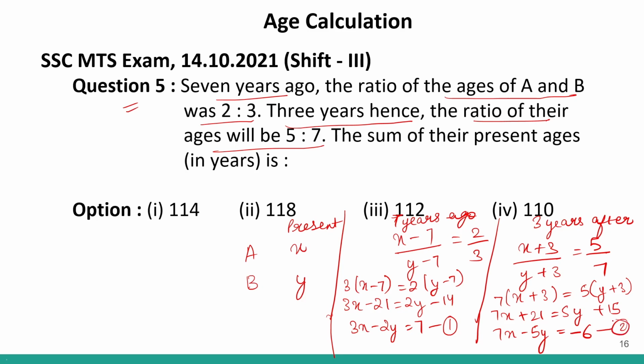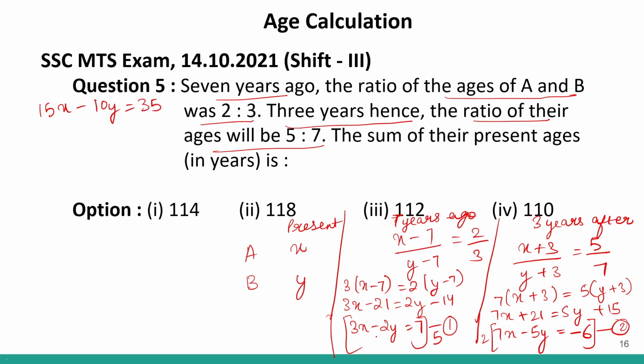This will be my equation number 2. Now, over here, we have to make them equal. So, maybe I can multiply this by 2 and I can multiply this by 5. So, I am multiplying equation 1 by 5. If I multiply equation 1 by 5, I will get 15x minus 10y equal to 35.